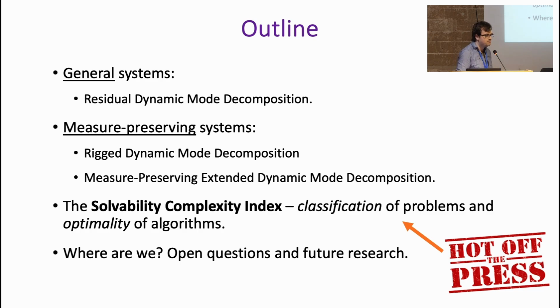I'm then going to shift gears and assume that the system is measure preserving and discuss two algorithms, rigged dynamic mode decomposition and measure preserving extended dynamic mode decomposition. Now, the thing to look out for in both of these sections is that I'm going to give you convergent algorithms, but they rely on taking multiple successive limits to infinity. So that sounds curious, but we're then going to tie this up in something called the solvability complexity index, which is a way to classify problems and prove optimality of algorithms.